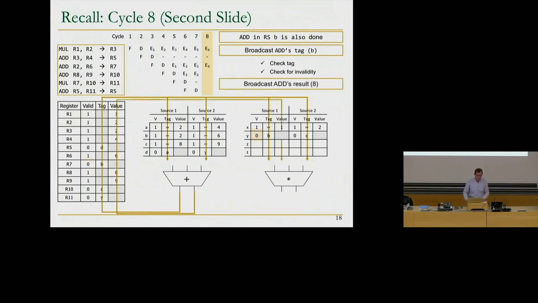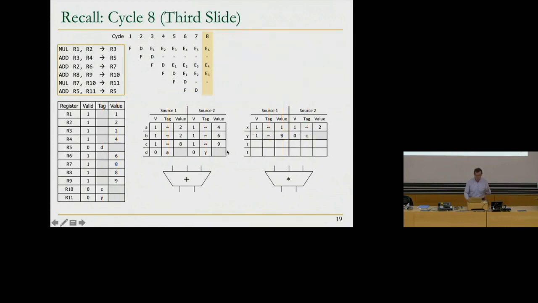Okay, so you also broadcast the add result, so that the ones that are waiting for the result, which were waiting for tag B, capture the value. And now some of them can start executing. Well, this one still cannot start executing because it's also waiting for C to be broadcast, as you can see, right? Okay. So this is the third thing that happens in cycle 8. Basically, these other instructions keep waiting because their sources are not available.